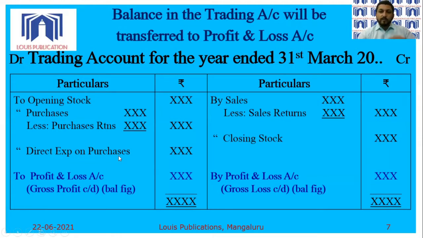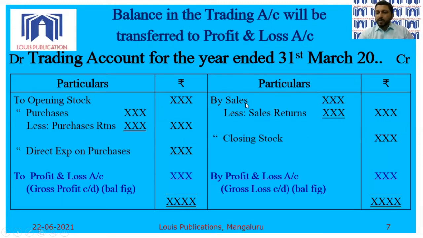Remember this. So if I just make a slight tweak to the formula of cost of goods sold, it would be opening stock plus net purchases plus all direct expenses on purchases minus closing stock. So these are all plus, so shown on the debit side. And since closing stock is a minus, it is shown on the credit side.